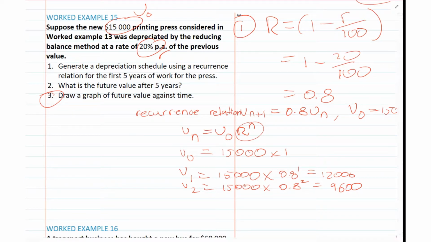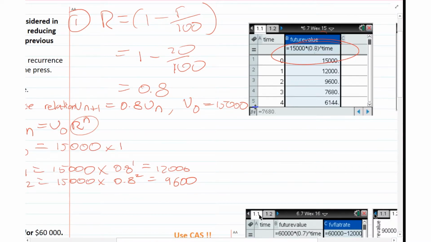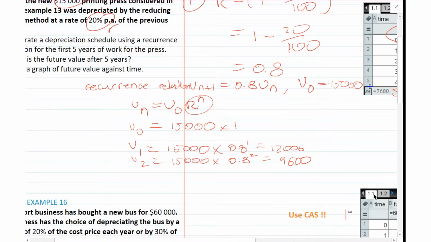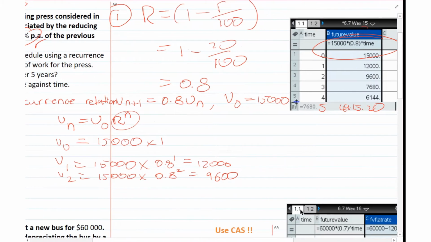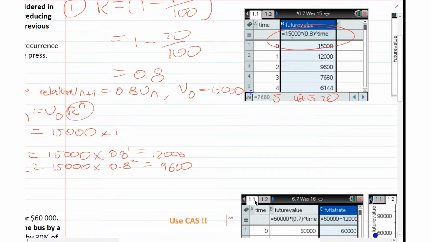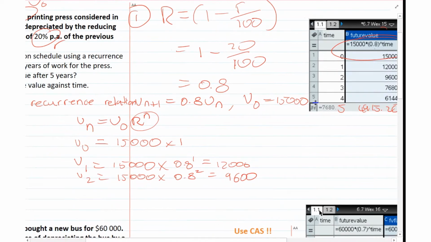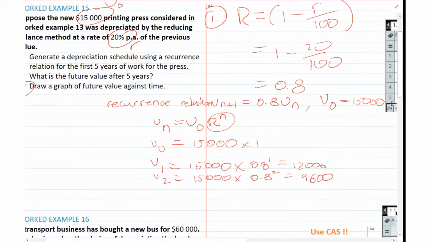Okay, so that's our schedule. We've done our schedule. The 5-year value would be 4915.20. If that's all it takes, you put that equation in, fill down, and you've generated your schedule. You must write the answers in, but you've generated your schedule.